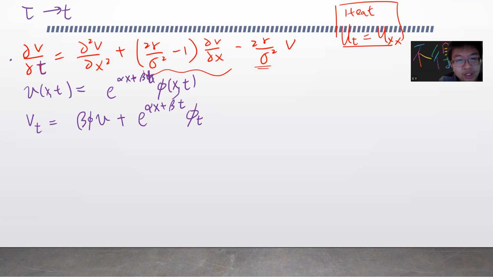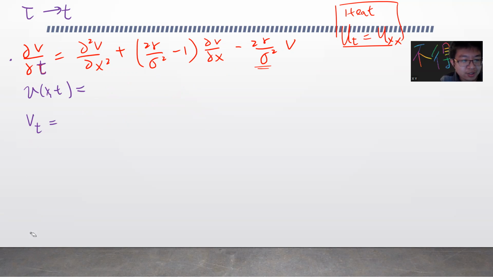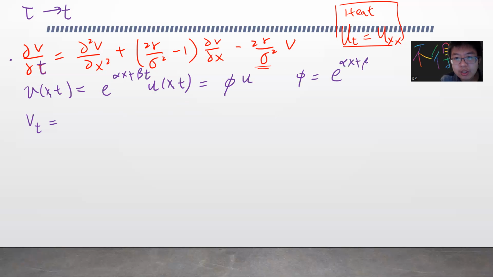Let's see. Maybe let me just change your notation to be this, just for the convenience. Let me just write this as an exponential alpha x plus beta t and u of x t, because I wanted it to be this, right? And I call it phi u. So phi is exponential alpha x plus beta t.